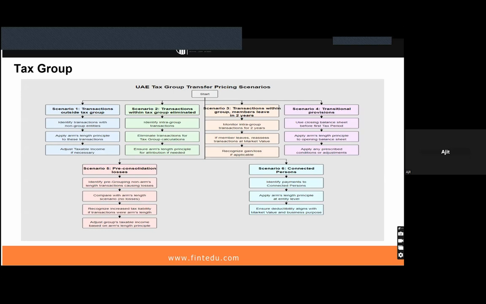So that is the second. The first scenario is outside the tax group. The second is the elimination. The third is if the member leaves the group. The fourth is transitional provisions.